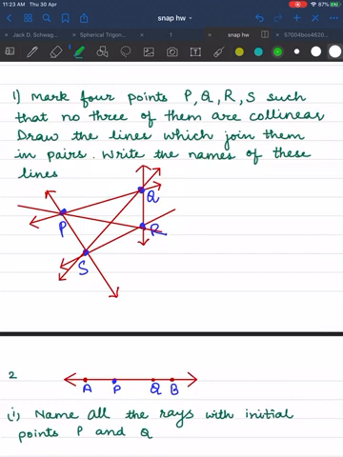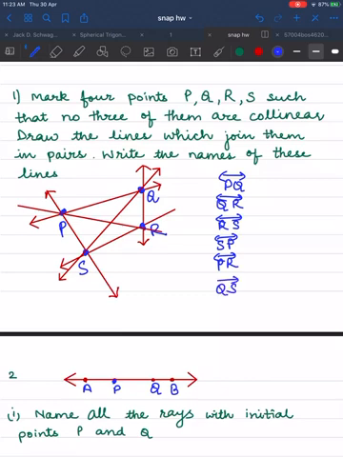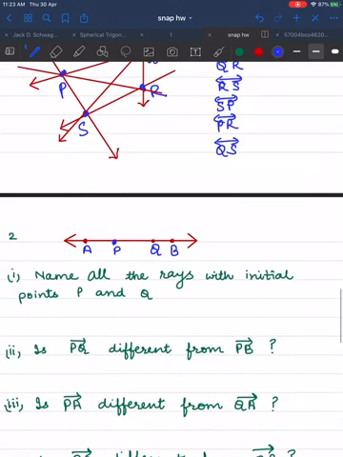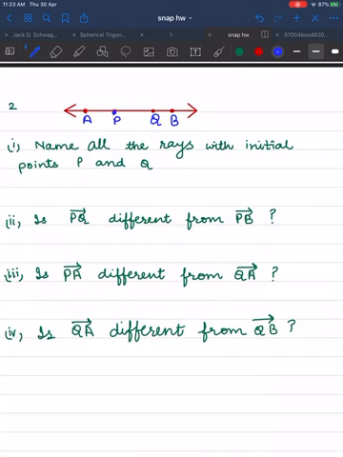Let's do some questions. The question is, mark 4 points P, Q, R, S such that no 3 of them are collinear. Draw the lines which join them in pairs. Write the names of these lines. Here you can see none of the 3 points are on the same straight line. Now if we join points in pairs, we get 6 lines. Let's name them: PQ, QR, RS, SP, PR, QS. So there are 6 lines.